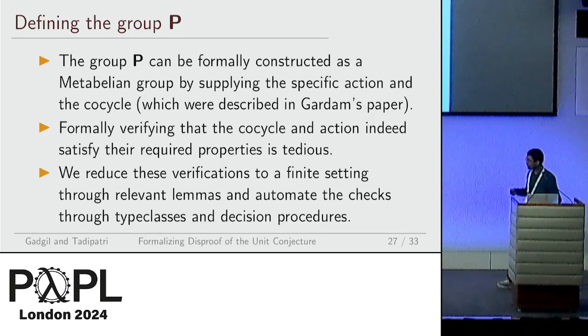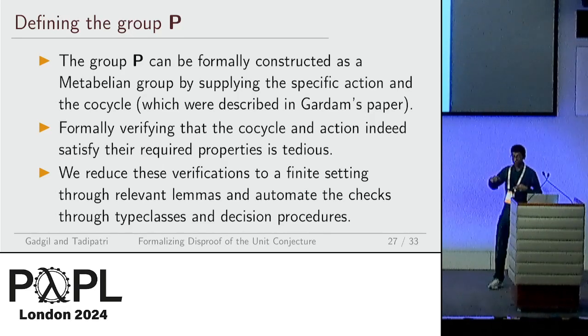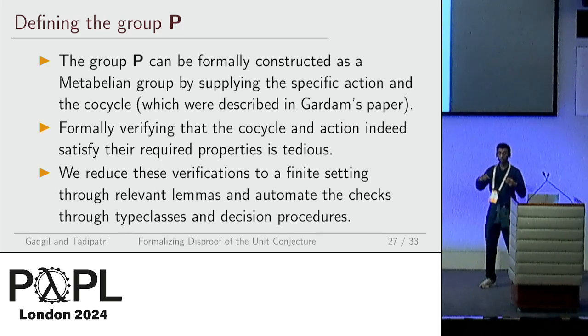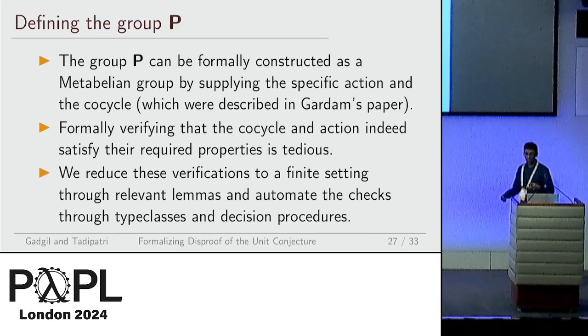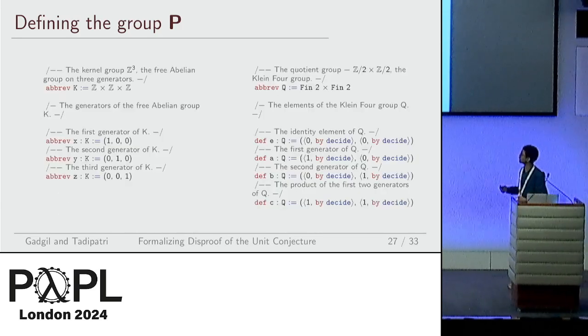And since we're doing things formally, not only do we have to specify the maps, but we also need to give the formal proofs of the various properties. And this is a bit tedious to do because it's a specific proof about a specific object, which can be really tedious to do explicitly. But we instead approach this via automation, by proving relevant lemmas to specialize down to the finite and computable setting, and finally automating these using decision procedures and type class inference.